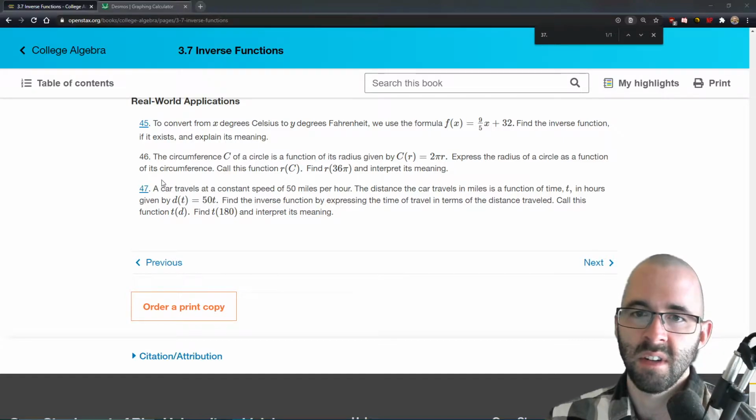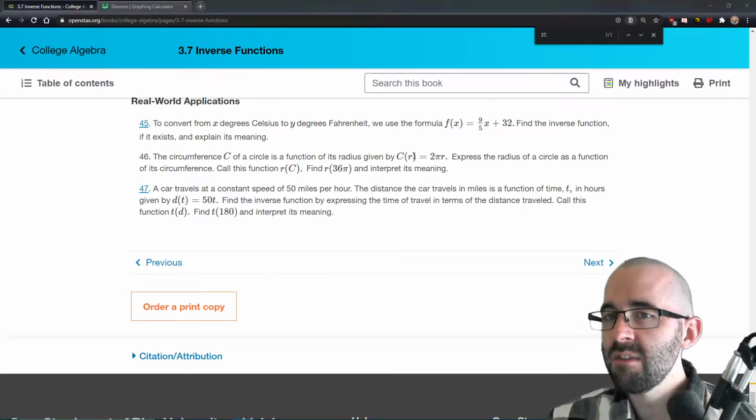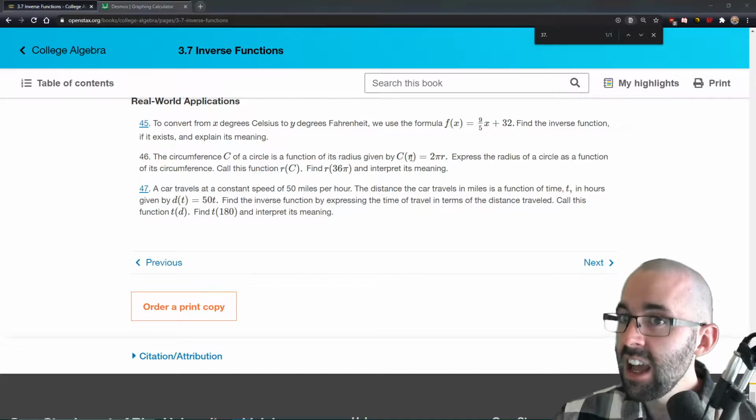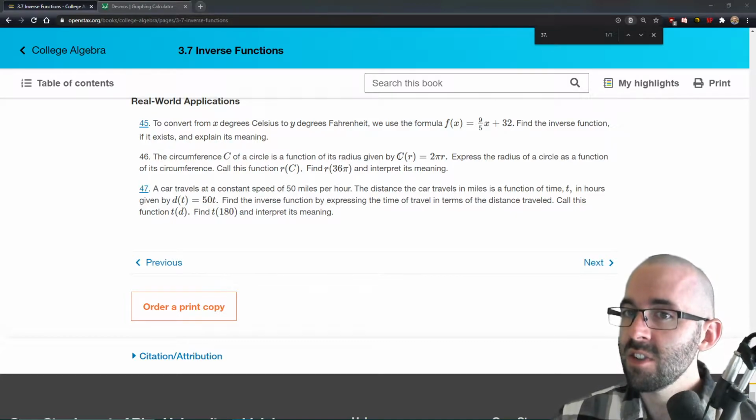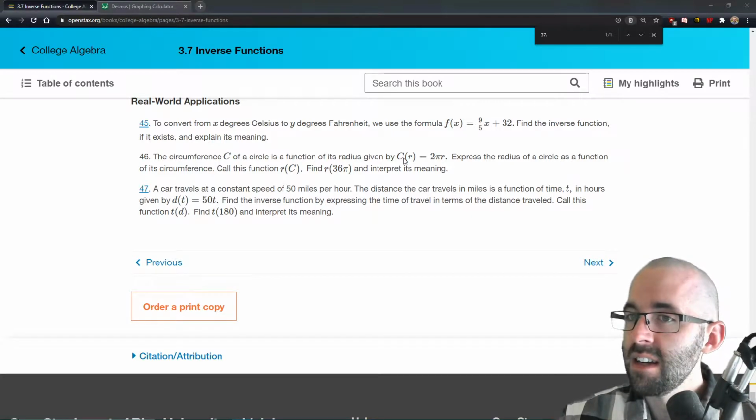They're pretty similar. Okay, so we have a circumference, and we can write the circumference as a function. And remember, this is not c times r. This is just like f of x. F is the function, x is the input. C is the function here, and r is the input. So this is circumference as a function of the radius. C of r is equal to 2 pi r.